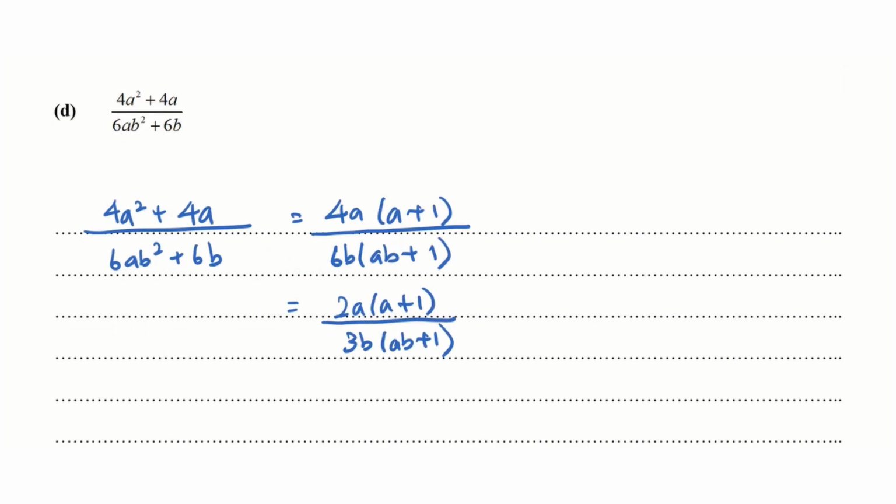Now in question 2 part D, we are given 4a squared plus 4a over 6ab squared plus 6b. In this question, we also cannot do any direct cancellation because of all these plus signs over here. So what we need to do is to factorize the numerator and denominator. We factorize by extracting common factors, and hence we get 4a times a plus 1 in the numerator and 6b times ab plus 1 in the denominator.